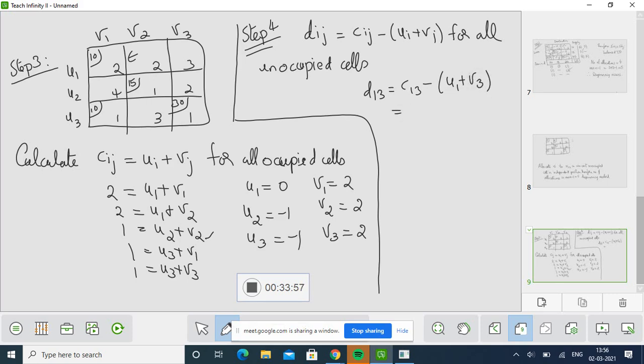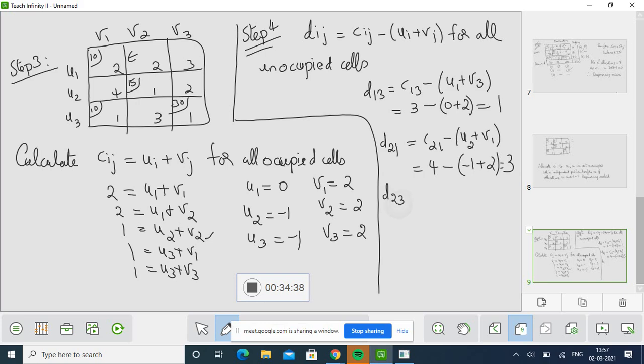What is C13? 3. The cost of the cell. Minus. What is our U1? 0. V3 is 2. So 0 plus 2. 3 minus 2 is 1. Is it greater than 0? True. Then come for the second row. D21. There is no allocation. D21 will be C21 minus U2 plus V1. What is the C21? 4 minus U2 is what? Minus 1 plus what is our V1? 2. So this value is 3. That's also greater than 0.